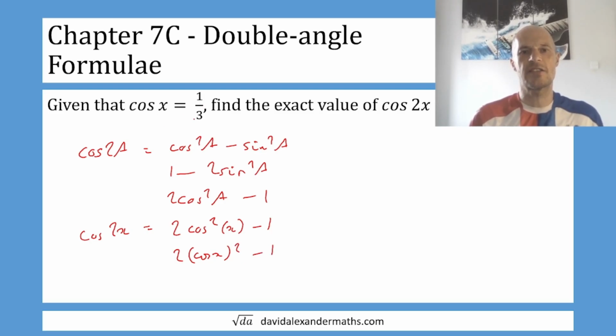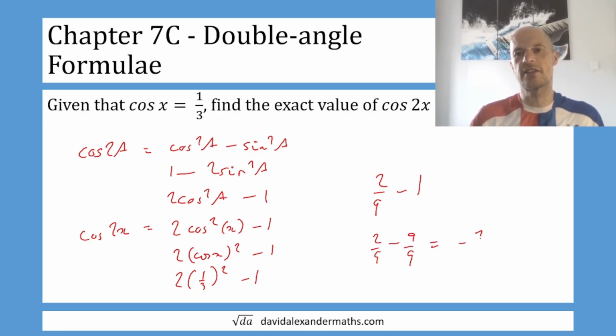So 2 times the cos of x squared, take away 1. Well, we know cos x is a third. So this is going to be 2 multiplied by (1/3) squared minus 1. A third multiplied by a third is a ninth, so that's going to be 2/9, take away 1. Well, 1 is of course 9/9. So the exact value is -7/9.